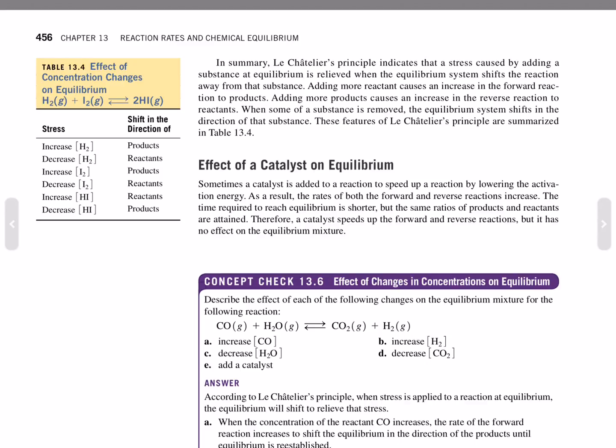Effects of a catalyst on equilibrium. Sometimes a catalyst is added to a reaction to speed up a reaction by lowering the activation energy. As a result, the rates of both the forward and reverse reactions increase. The time required to reach equilibrium is shorter, but the same ratios of products and reactants are attained. Therefore, a catalyst speeds up the forward and reverse reactions, but has no effect on the equilibrium mixture.